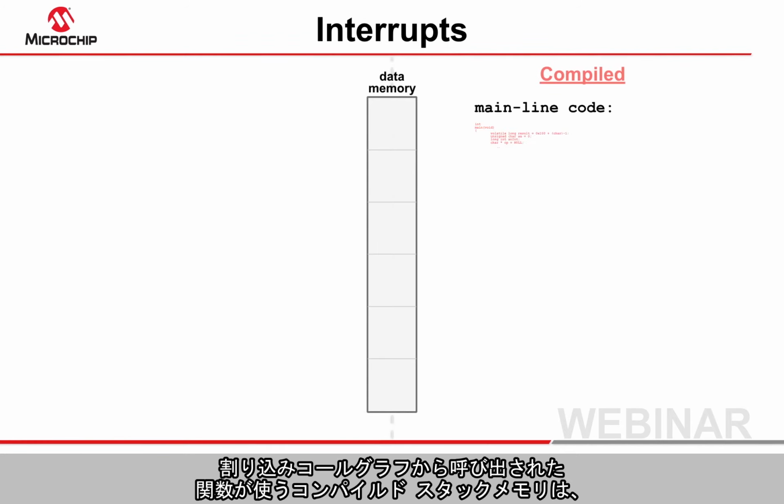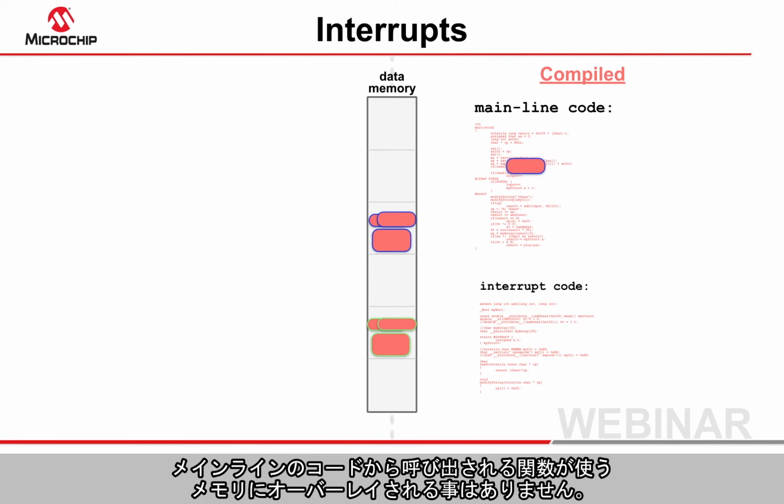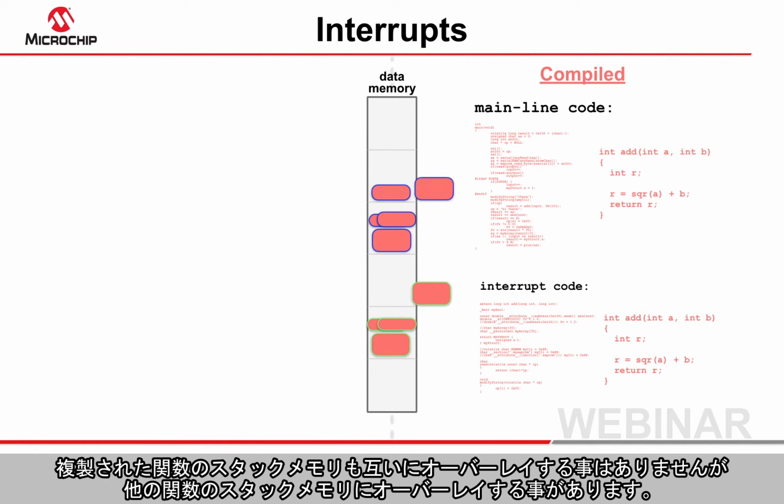The compiled stack memory used by functions called from the interrupt call graph will never overlay memory used by functions called from mainline code. The stack memory for duplicated functions will also never overlay with each other, but might overlay that of other functions.